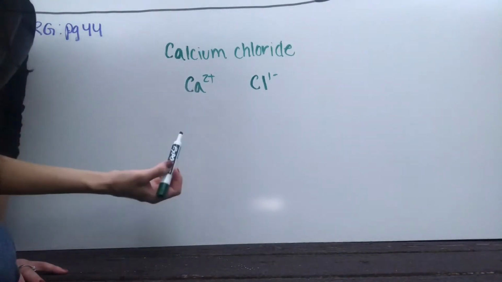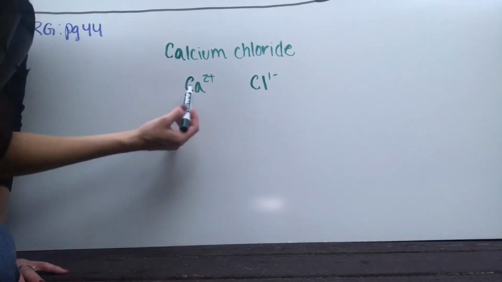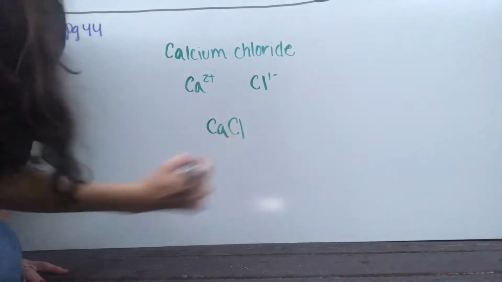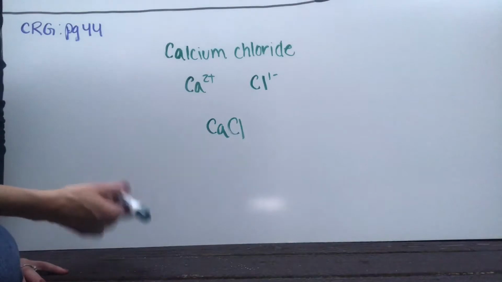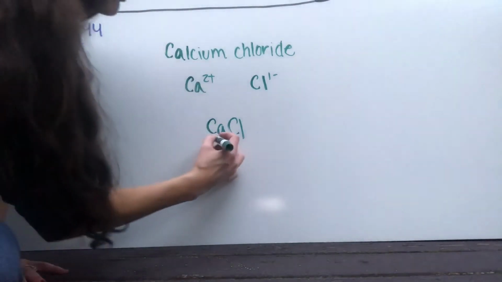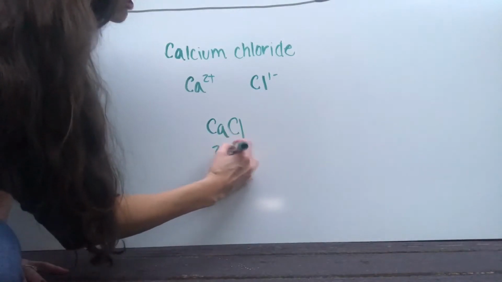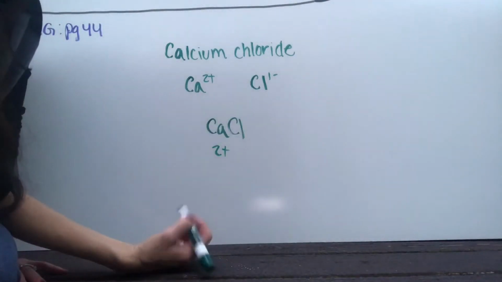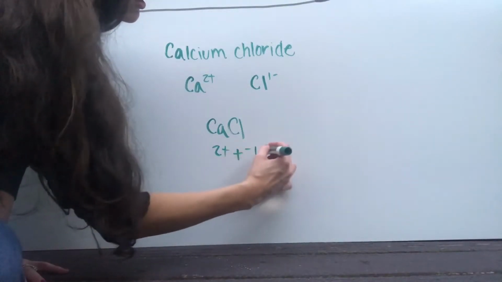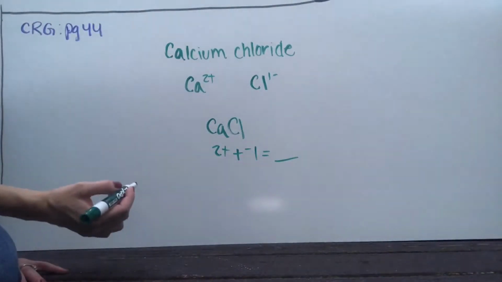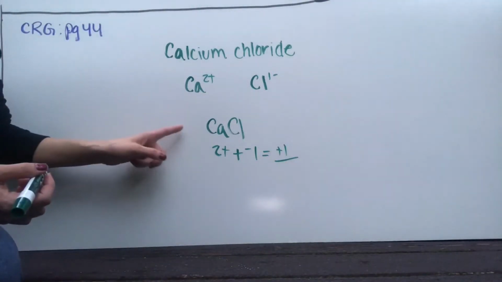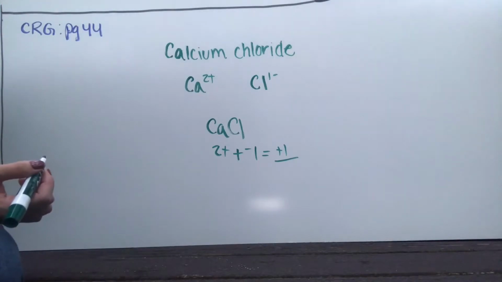So for calcium, if I just stick one calcium together with one chlorine and call that my chemical formula, it would be incorrect. And I would know that because if I took the charge of one calcium, which is a +2, and I added it to the charge of one chlorine, which is a -1, that is not going to give me 0. It's going to give me +1. So that tells me this chemical formula is not correct.